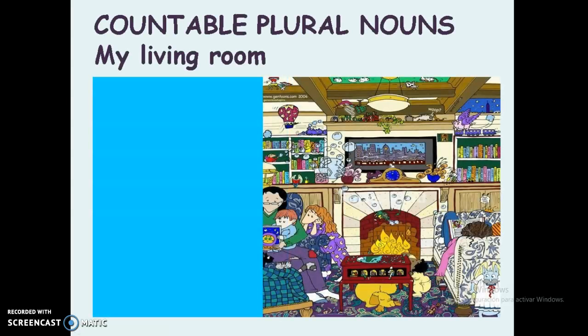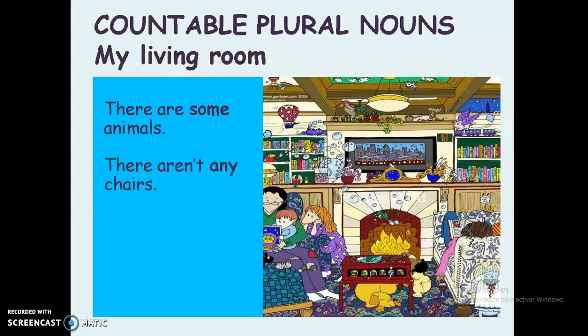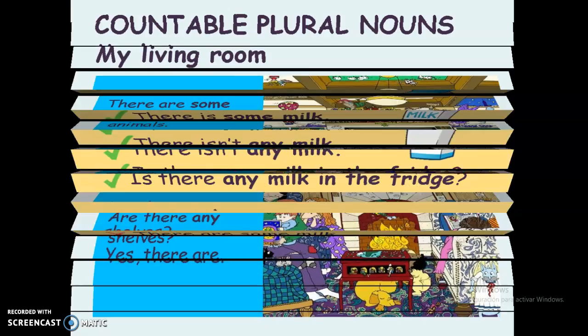Countable plural nouns. There are some animals in this picture. There aren't any chairs. Are there any shelves in the picture? What do you think? Of course, yes, there are shelves.